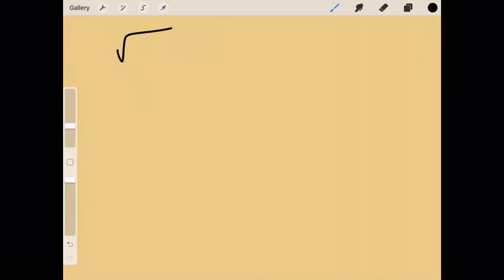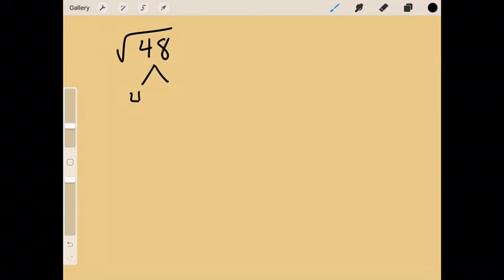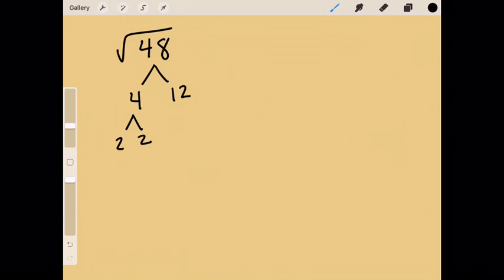All right, so the first one I'm going to do is the square root of 48. I'm going to break that down into a tree, and I'm going to pick the factors of 4 and 12, just because when I think 48, those are the first two that come to my mind. Neither of those numbers are prime, so I'm going to continue to break it down. 4 gets broken down into 2 and 2.